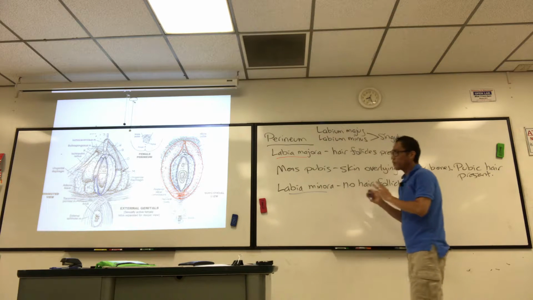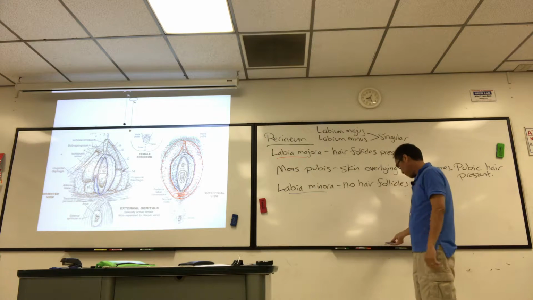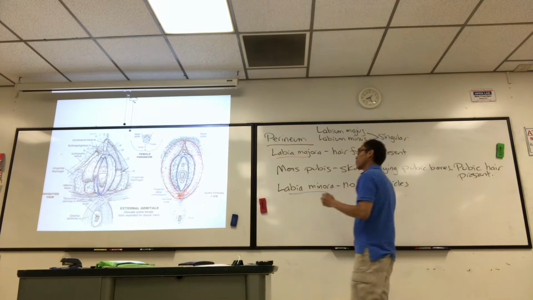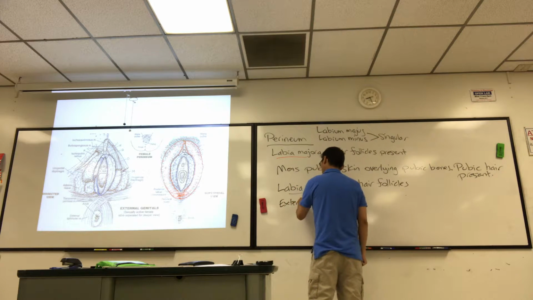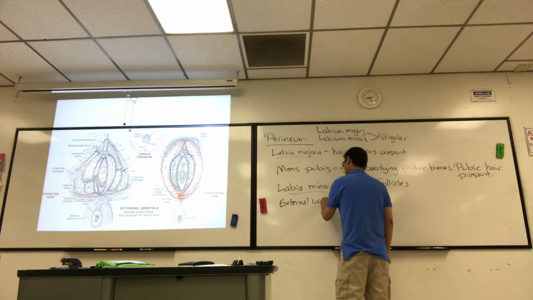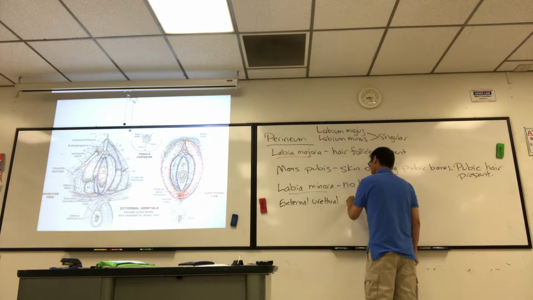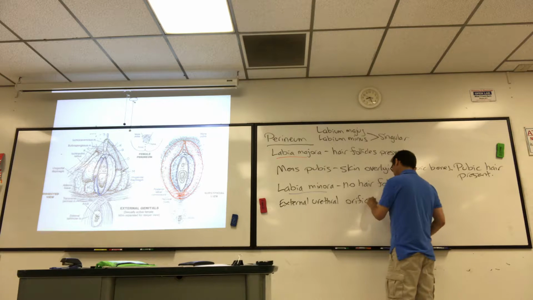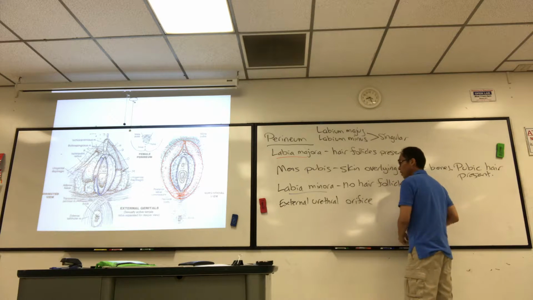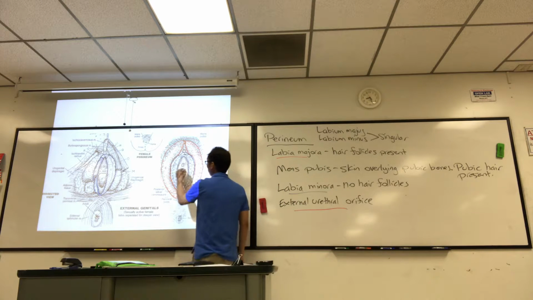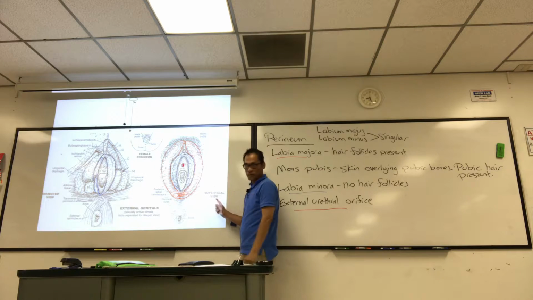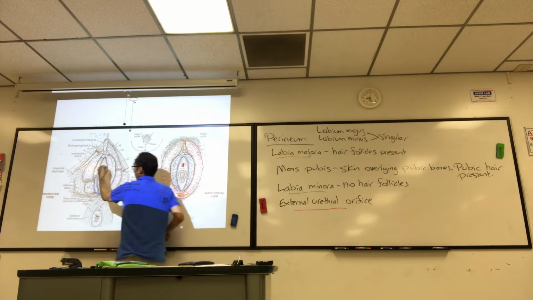Now, within the labia, you have the external urethral orifice. I'll call that red. And you're able to see it on both structures, dissected and superficial. So they put it for the superficial view. On the dissected view, they have a little hole right there.